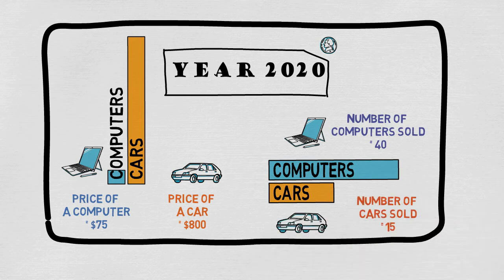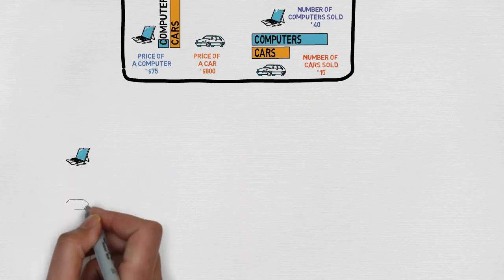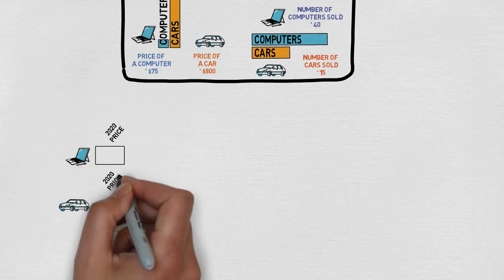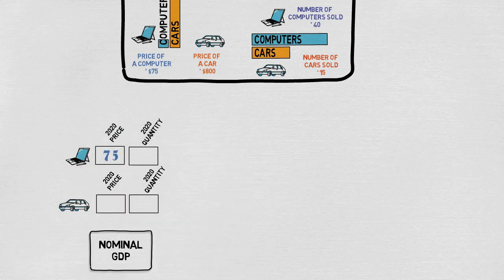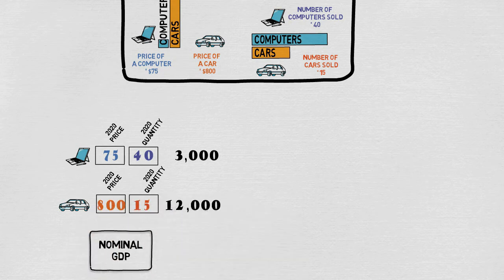So we're going to do the same thing with nominal GDP here. We're going to look at the current prices and the current output to understand nominal GDP. So we look at all the computers we make, all the cars we make, and the current prices and the current quantities we have. And for computers, we're going to end up selling $3,000 worth of computers, and for cars, we end up selling $12,000 worth of cars, giving us a nominal GDP of $15,000.